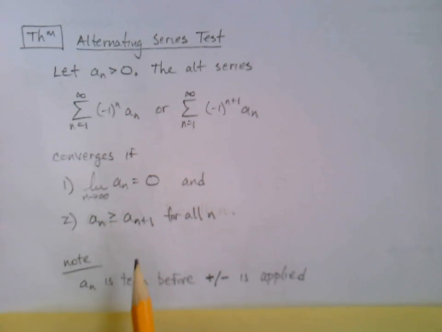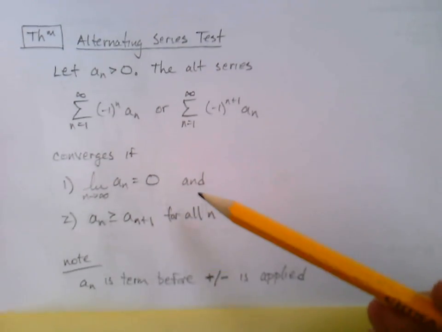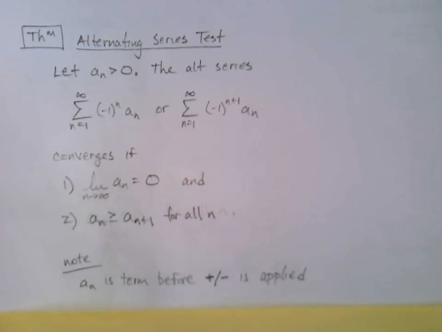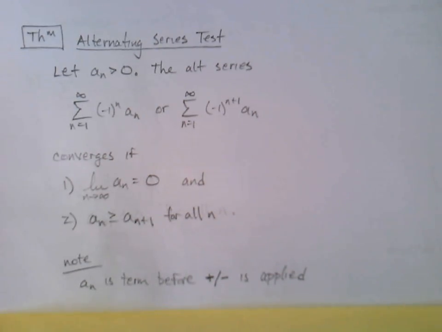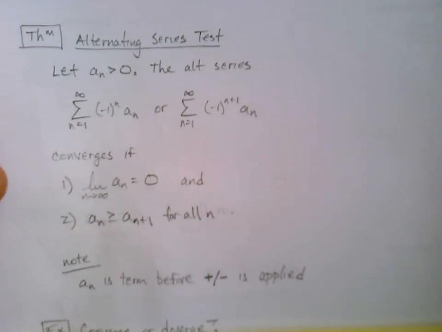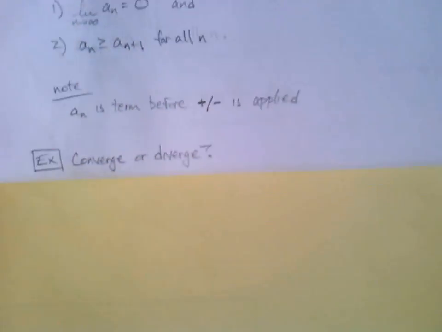There is no way to prove that something diverges by the alternating series test, but we'll talk about that situation in one of the examples. It turns out if one of these fails, then we can fall back on a test that we already know for divergence. Okay, let's jump into it. I've got our first example here.